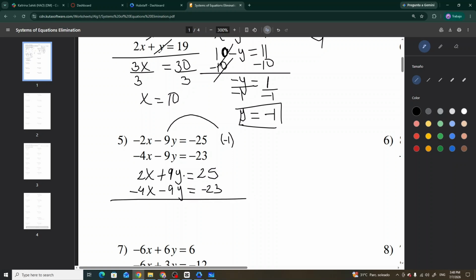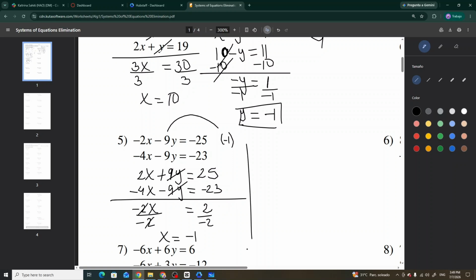Can I cancel out the 9s? Yes, because one is positive and the other one is negative, so I just cancel out the 9s and solve for x. 1 minus 4 gives me negative 3x, and 25 minus 23 gives me 2. I solve the one-step equation, dividing by negative 2 on both sides. Negative 2 over negative 2 is x, and 2 over negative 2 is negative 1.